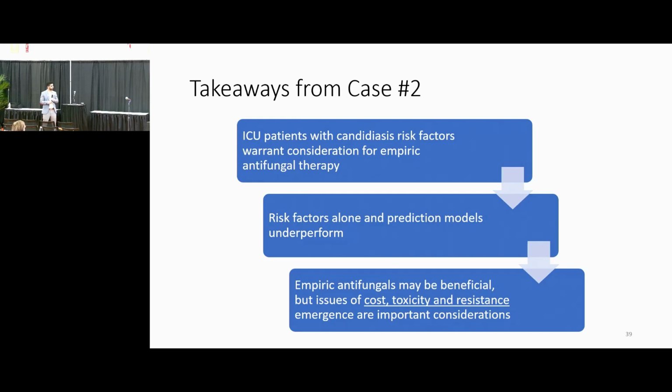And the thing is, empiric antifungals may be beneficial, but there's always a cost there, right? Between toxicity, financial cost for the institution, as well as resistance that can emerge when you have repeated exposures to echinocandins or azoles. Those are also important things to weigh against the low risk of candidemia.